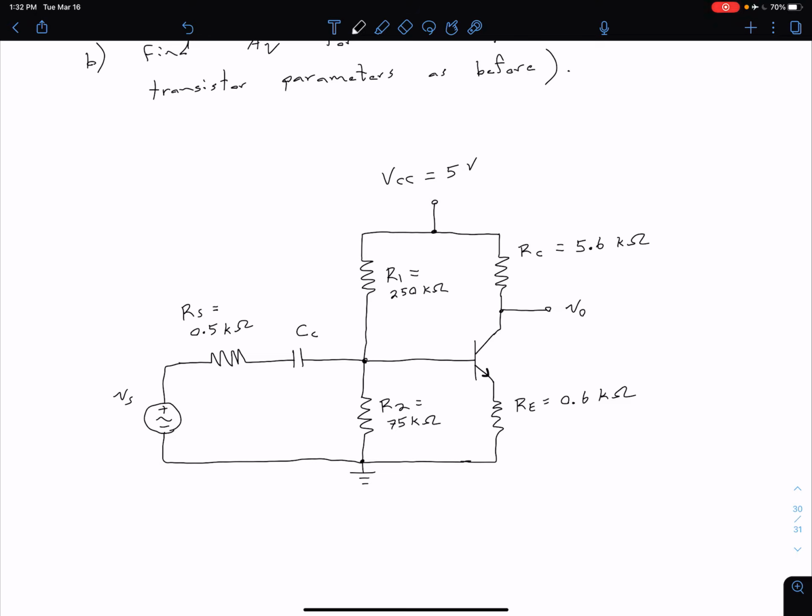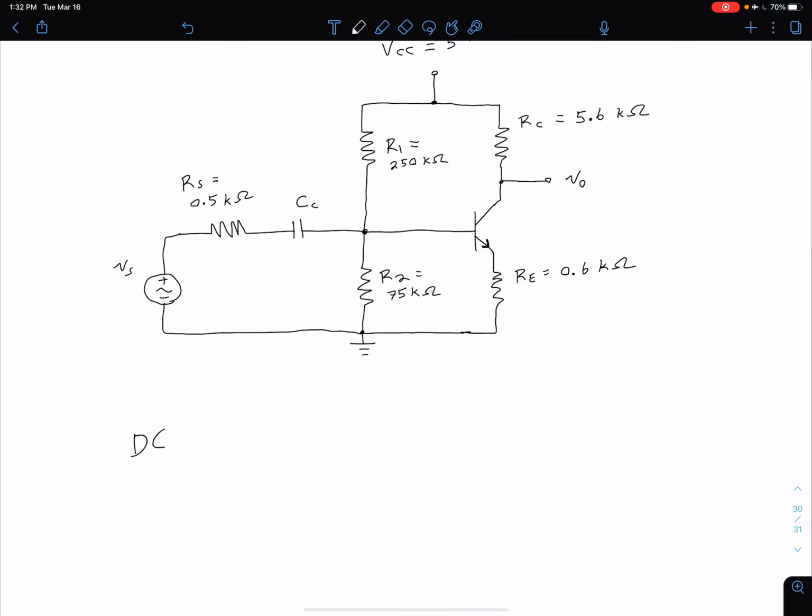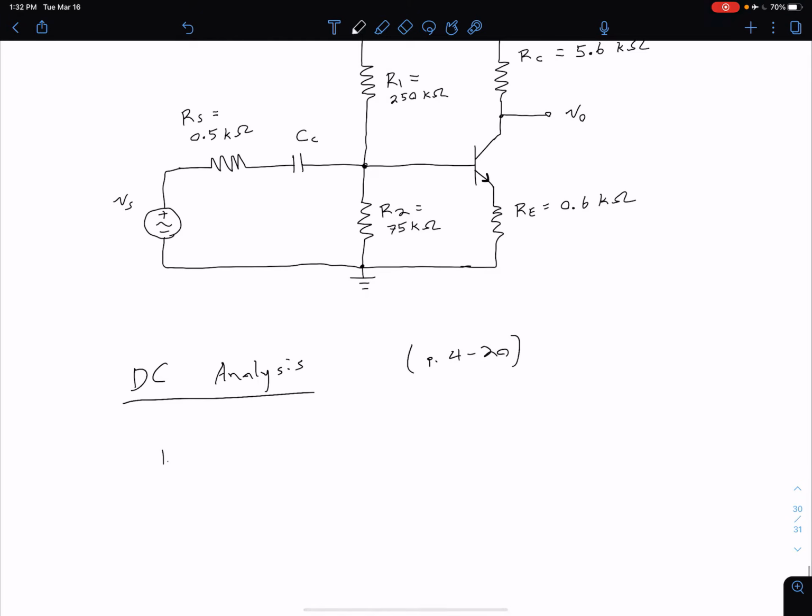So just like with our previous part A, the first step would be to do DC analysis. And because we've added that emitter resistor, we're going to have slightly different values. This is shown as a supplement on page 4-20. We're not going to go through it here, but the end result is that our ICQ is now going to be equal to approximately 0.418 milliamps. So we see that that's changed a fair amount.